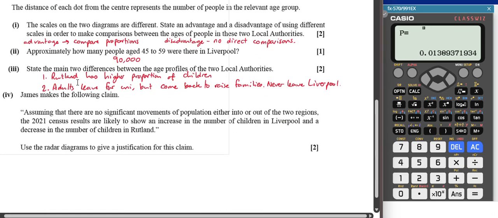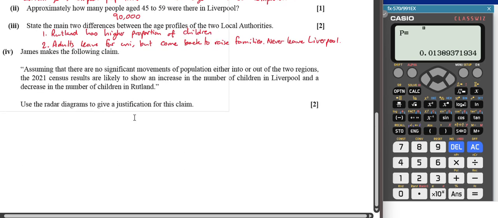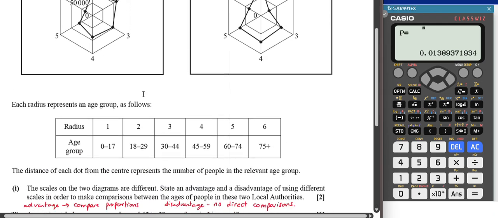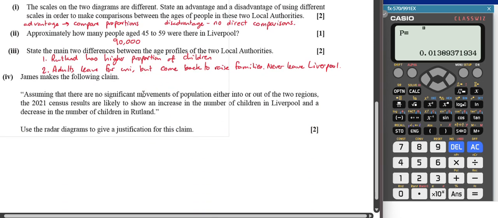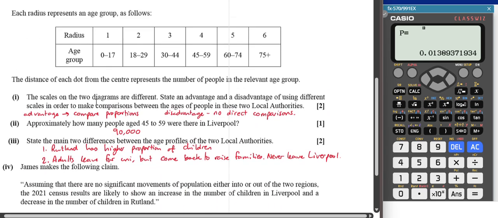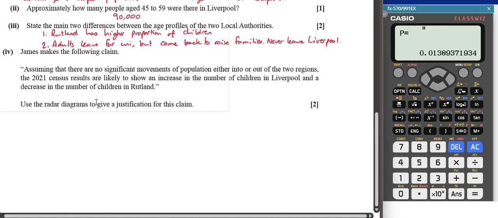James makes the following claim: assuming there is no significant movement of population either into or out of the two regions, the 2021 census results are likely to show an increase in the number of children in Liverpool and a decrease in the number of children in Rutland. So in 10 years' time, each of these would move around. So what we're going to say, an increase in the number of children in Liverpool, potentially. Use the radar diagrams to give a justification for this claim.